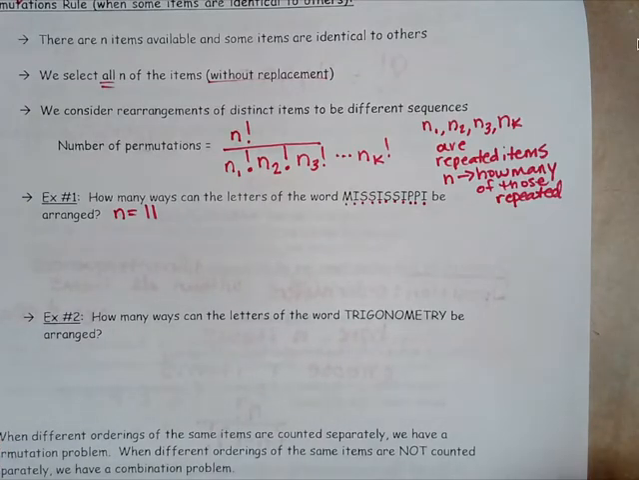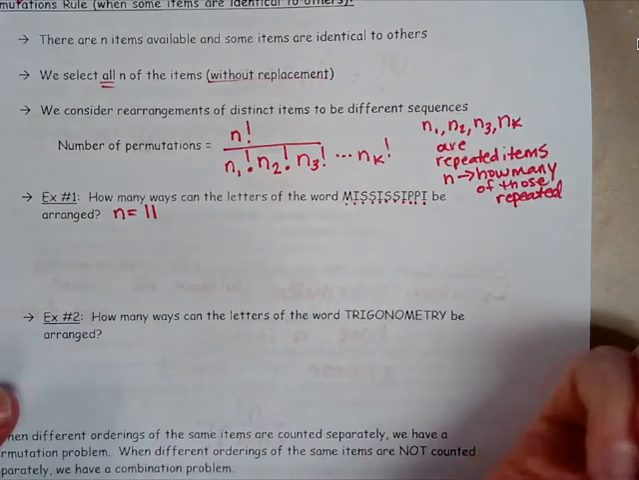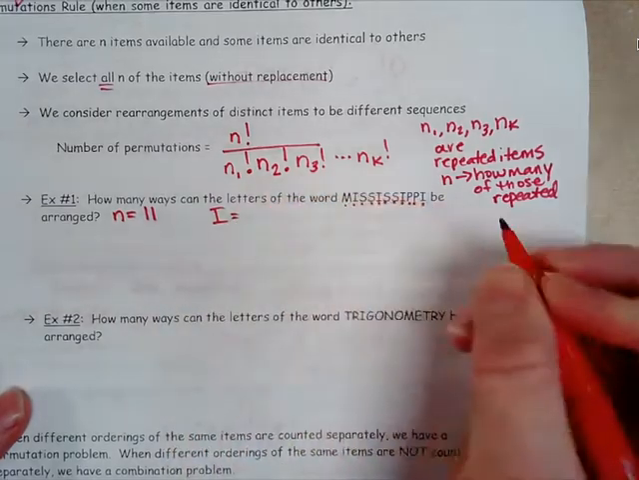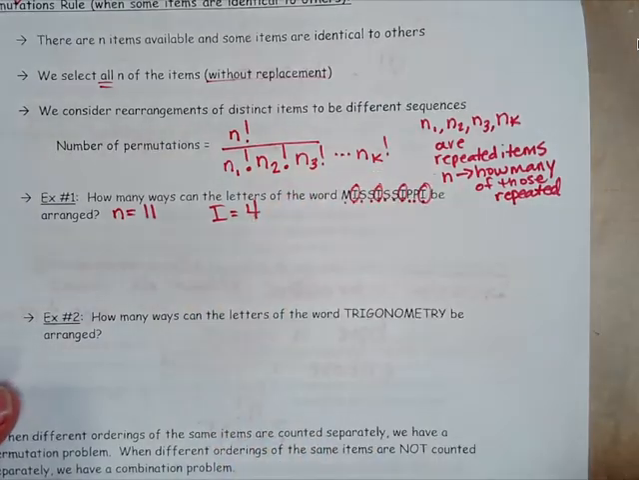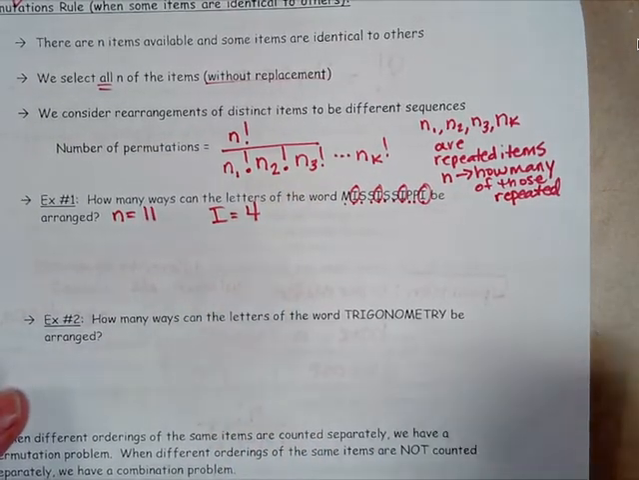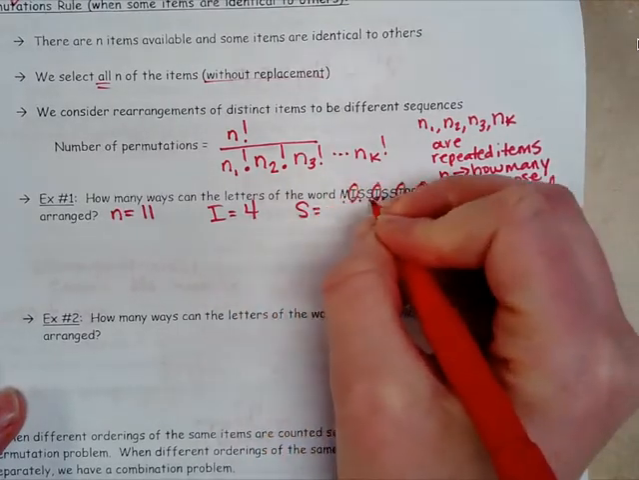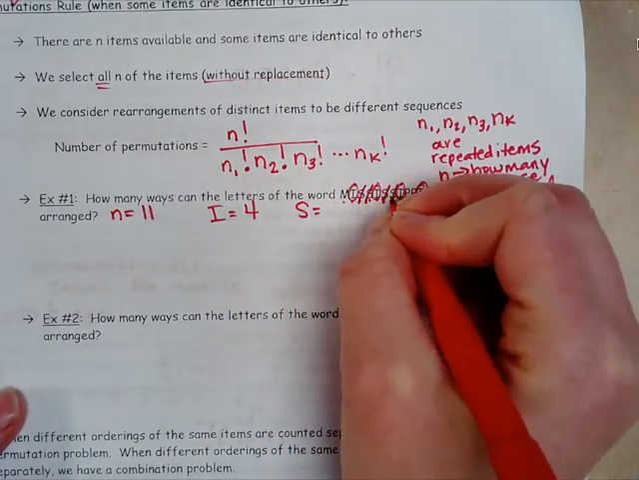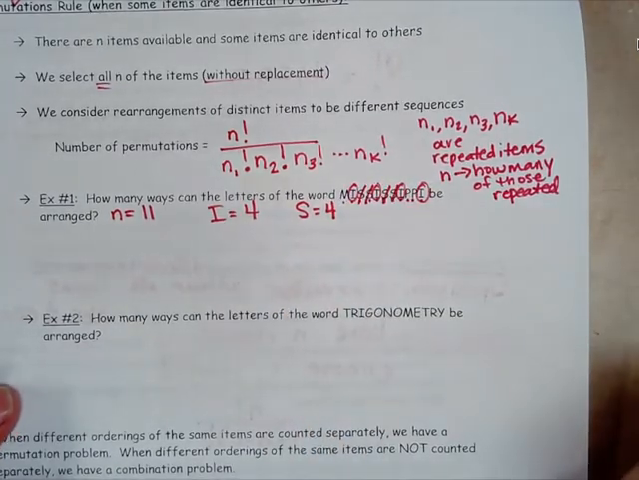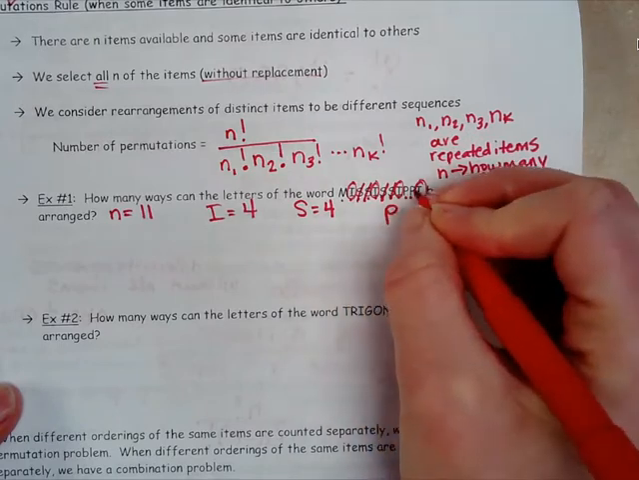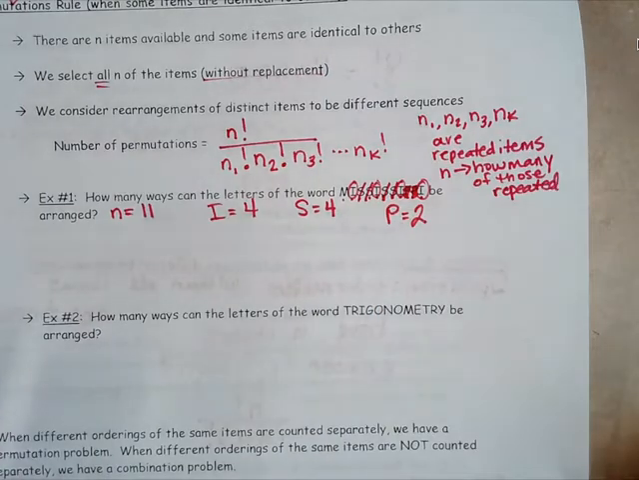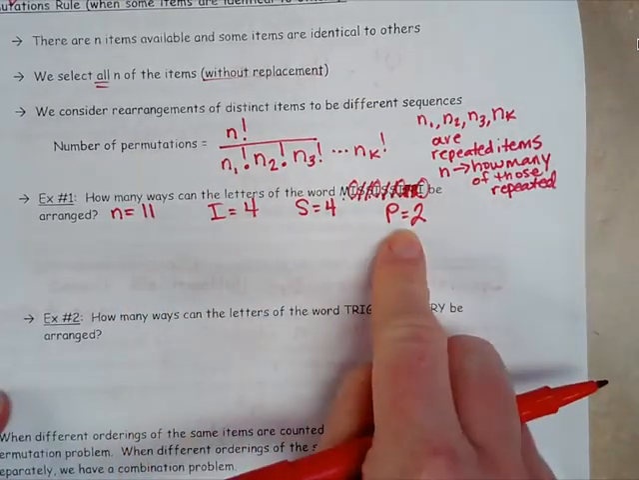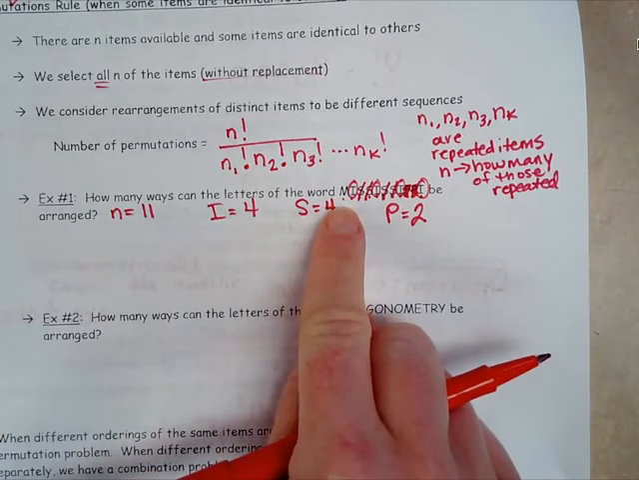Then we need to figure out what letters repeated and how many times those repeated. So I is a repeat. 1, 2, 3, 4. It repeats four times. And then S repeats 1, 2, 3, 4 times also. And then P repeats two times. It's 10 plus N, that would make 11. So we've accounted for all of them.